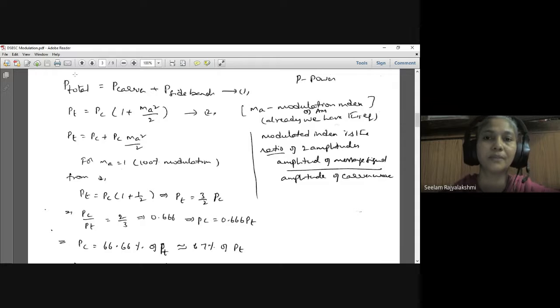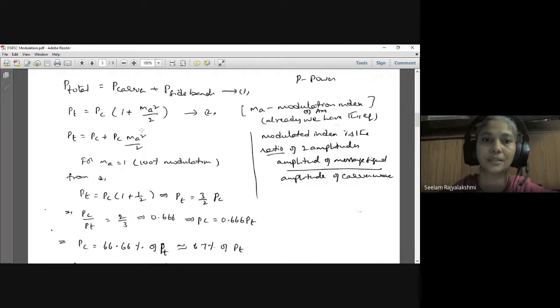Now let us see the power. Here P represents the power. Total power is nothing but the power taken by the carrier wave plus the power taken by the sidebands. We can write this in equation form: total power Pt equals Pc, the power carried by the carrier wave, times (1 plus m a square by 2). Here m a represents the modulation index of amplitude modulation, which we have already discussed.